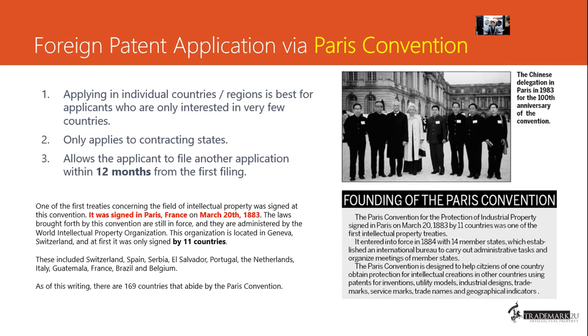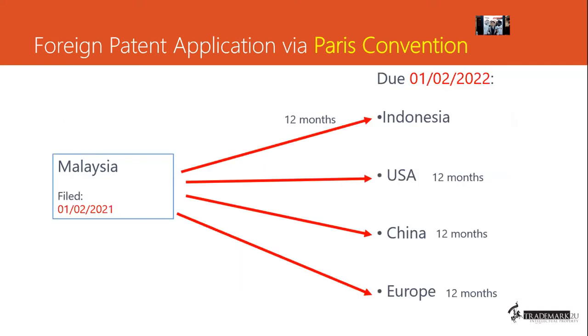What happens if it's over the 12-month period? Then you are not able to claim the priority date of the Malaysian date of filing. Let me give you this example. Assume you file your patent in Malaysia on the 1st of February 2021. Then you have until 1st February 2022 to file your patent in the 169 countries under the Paris Convention, for example Indonesia, US, China. You have only a 12-month period.